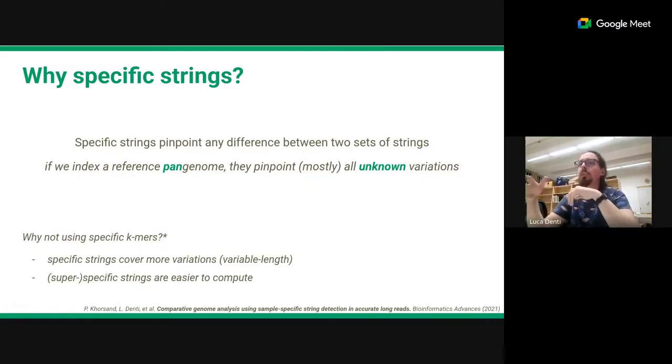And for those of you that are more in the k-mer world, why not use specific k-mers? This is a question that most of the time pops up. Well, specific strings cover more variation. We proved that specific strings cover more variation because they have a variable length nature, so they are not fixed to k, and they are also easier to compute than specific k-mers.